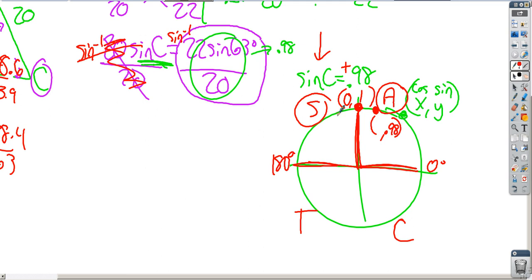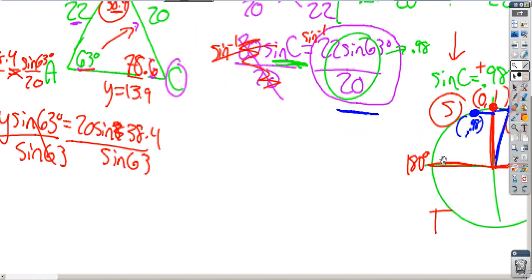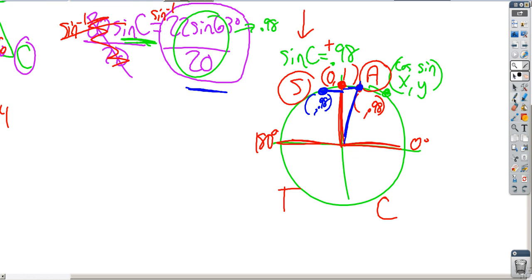But it also equals, let me use a different color here so you can see a little bit better, 0.98 here, that's that vertical height. It also equals 0.98 right here though. So it actually has two places where the sine is 0.98. We found one of them. When we plugged this equation in right here, what do we get for C? We got 78.6 degrees. So we know for sure that's 78.6.